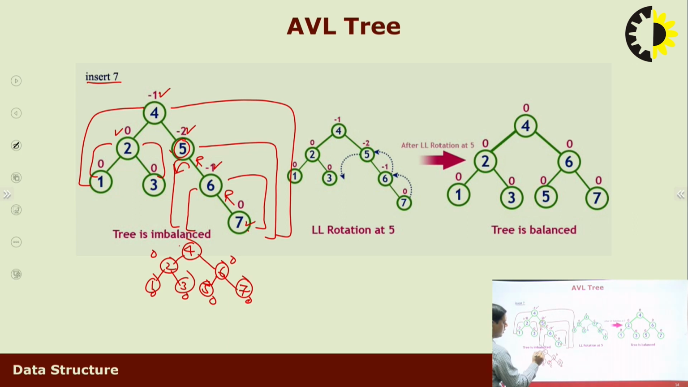For 4, height of left subtree is 2. Height of right subtree is 2. 2 minus 2, that is 0. That means the tree is balanced.